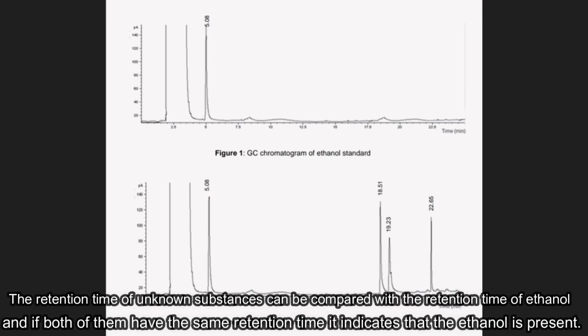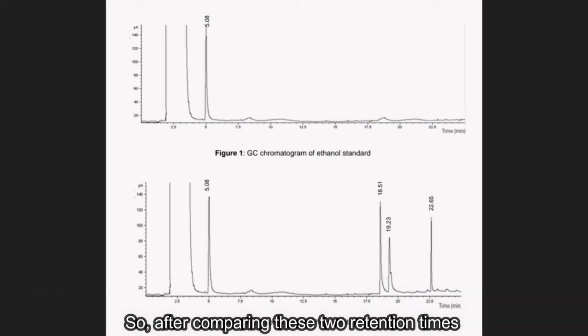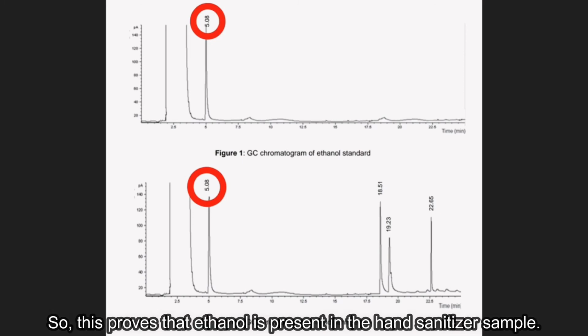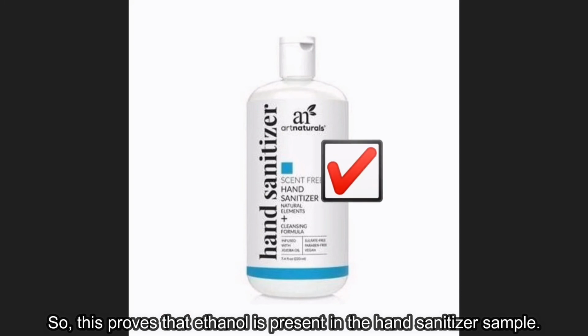The retention time of unknown substances can be compared with the retention time of ethanol, and if both of them have the same retention time, it indicates that the ethanol is present. So, after comparing these two retention times, we found that both retention times are the same at 5.08. So, this proves that ethanol is present in the hand sanitizer sample.